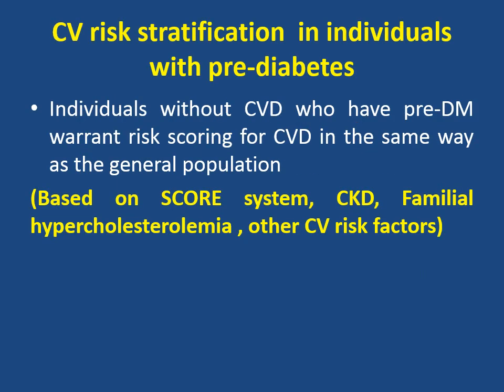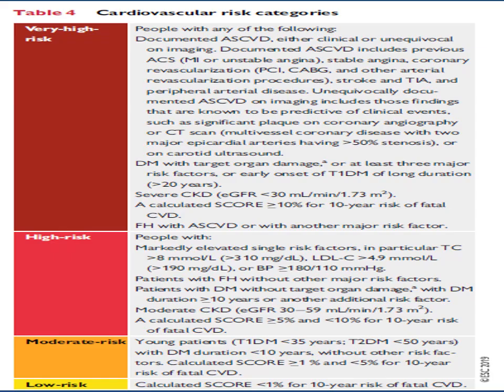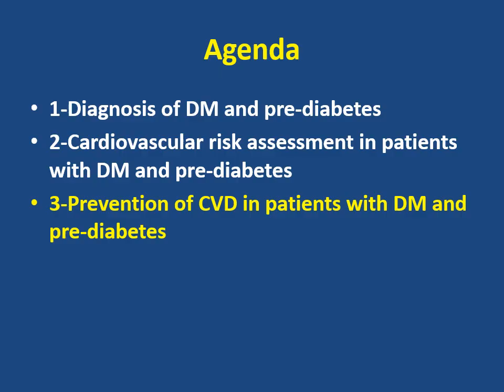What about cardiovascular risk stratification in individuals with pre-diabetes? Individuals without cardiovascular disease who have pre-diabetes rank risk scoring for cardiovascular disease in the same way as the general population based on score system, presence of chronic kidney disease, familial hypercholesterolemia, or other cardiovascular risk factor.